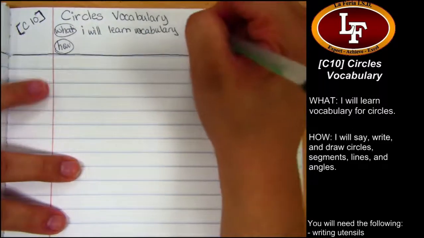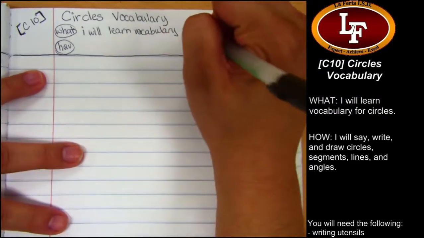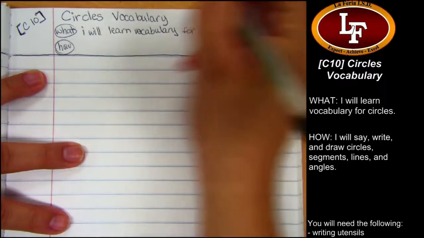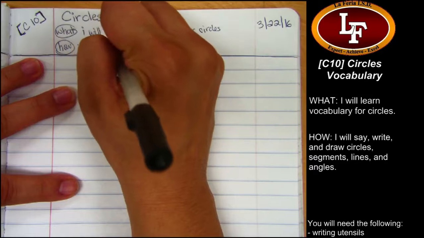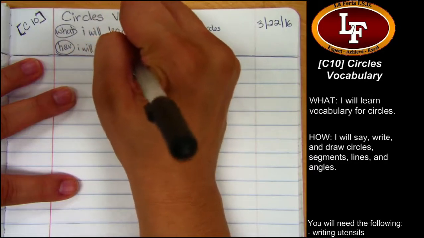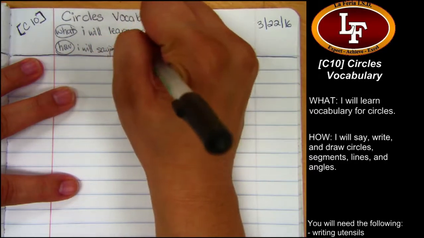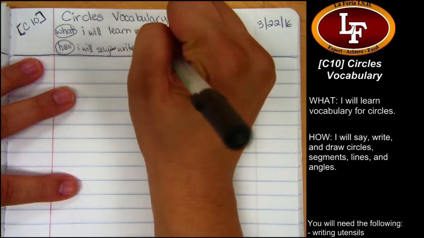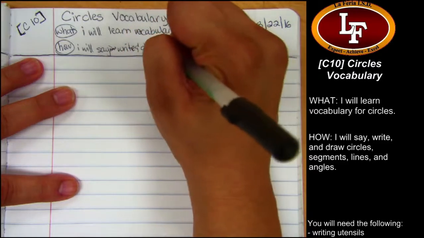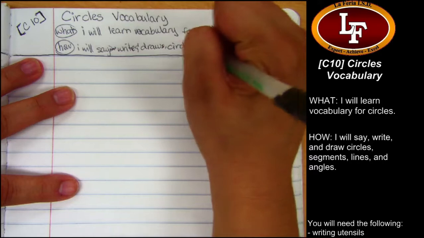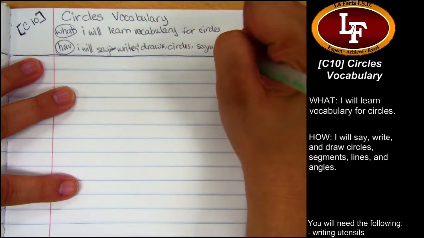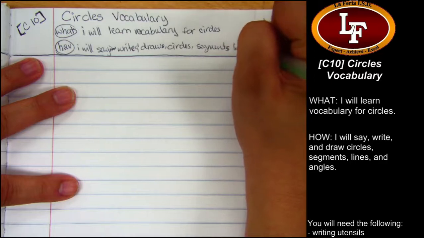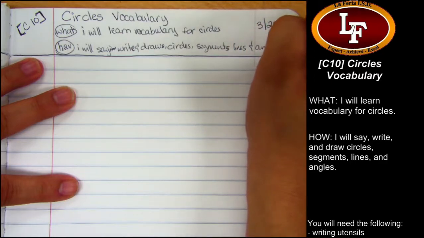Anyway, we are going to be learning some vocabulary today for circles, and we're going to be doing that by saying, writing, and drawing different circles, of course, because this is all about circles. We're also going to be drawing some segments and some lines and some angles and all sorts of fun stuff. So that's what you can look forward to today.